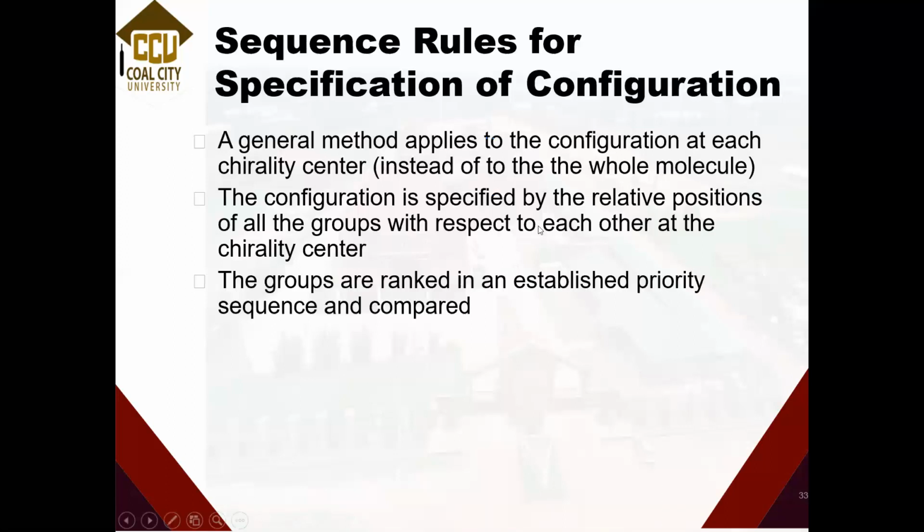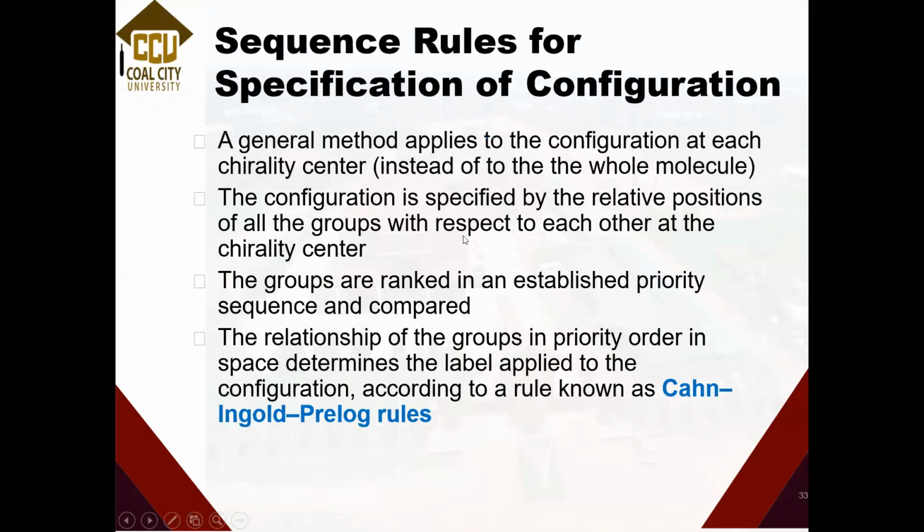The groups are ranked in an established priority sequence and compared. So each group around the chirality center, we rank them using the established priority sequence, and we compare them to each other, and that's what will tell us what type of rotation is occurring there. The relationship of the groups in the priority order in space determines the label applied to the configuration according to a rule known as the Kahn-Ingold-Prelog rules. So the Kahn-Ingold-Prelog rules are the ones we are going to be applying to tell what the configuration is at each chirality center.